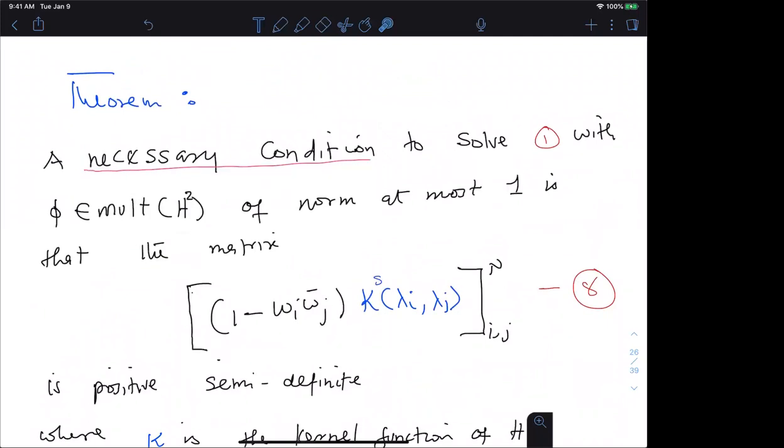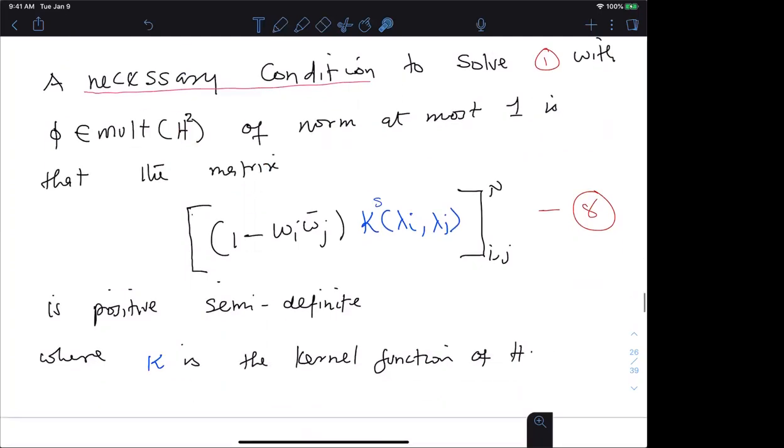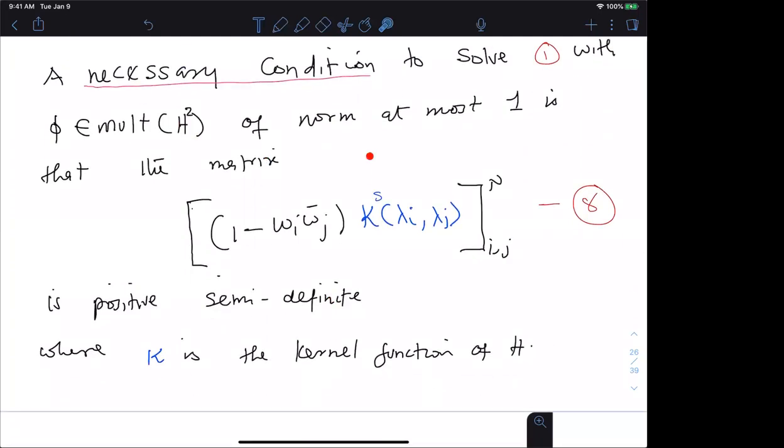A necessary condition to solve the Pick problem with a multiplier phi belonging to the multiplication algebra on H2 of norm at most 1 is that the matrix associated with the problem be semi-definite. And this sounds like we've said it before. That is because now here we are replacing this particular term in the Pick matrix with the kernel functions. You notice that the Pick matrix is a special case of equation 8 here if the kernel function is the Szegő kernel. That is by the definition that we had.